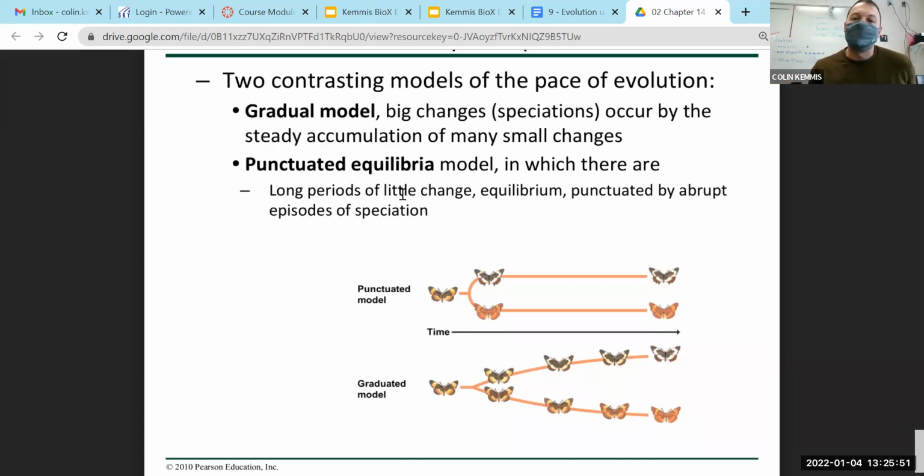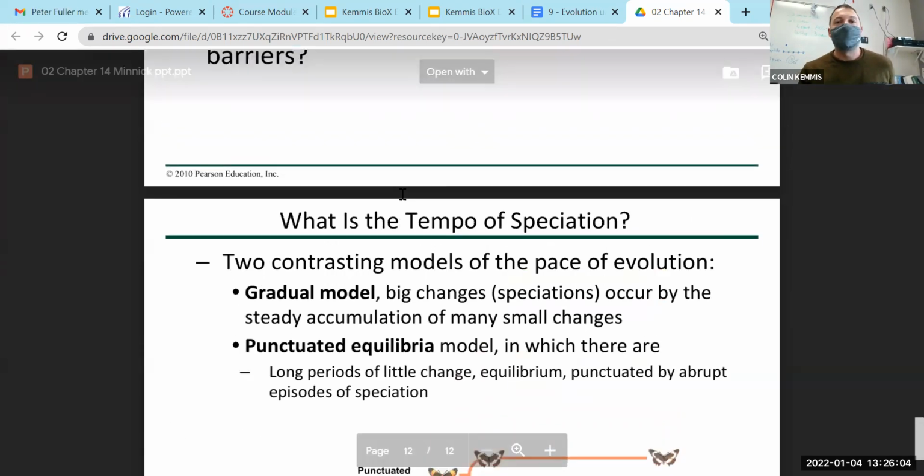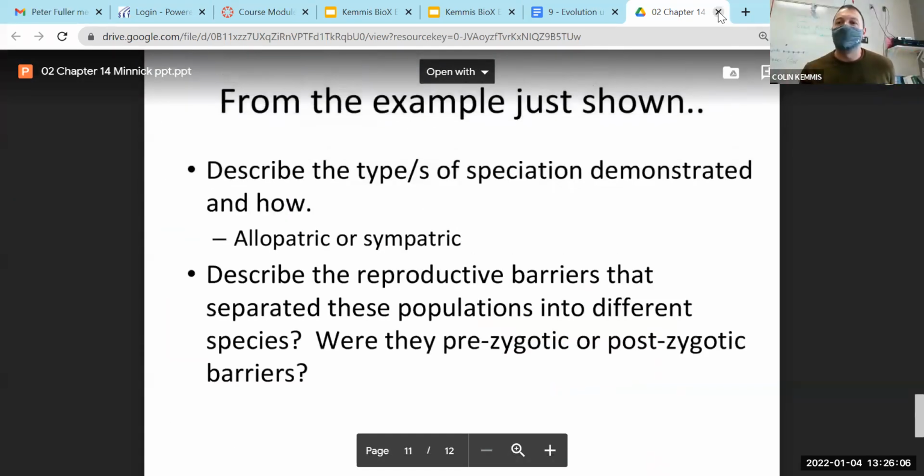So that would be punctuated equilibrium. This could happen after like a natural disaster or some big change in the environment. Okay, I think that's it for that one. Let's go over to the second one.